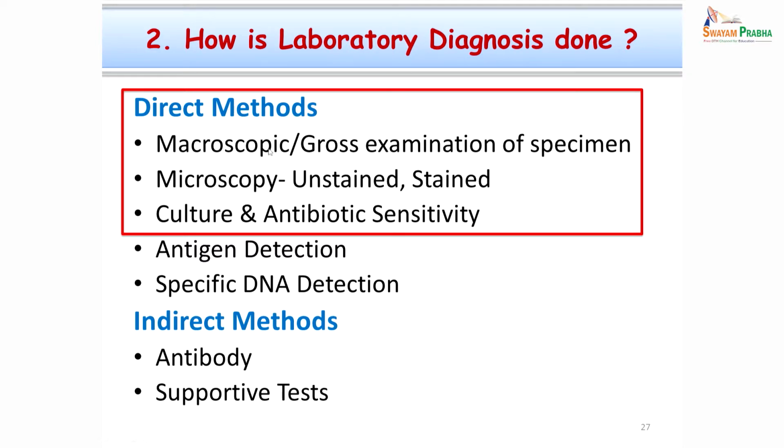The direct methods include microscopy, macroscopy, that is the gross examination of the specimen, culture, growing them, identifying them, and carrying out the antibiotic sensitivity. However, in this class we are just going to restrict our discussion to the macroscopy, microscopy, culture and the antibiotic sensitivity. Further tests will be covered in the next few classes.